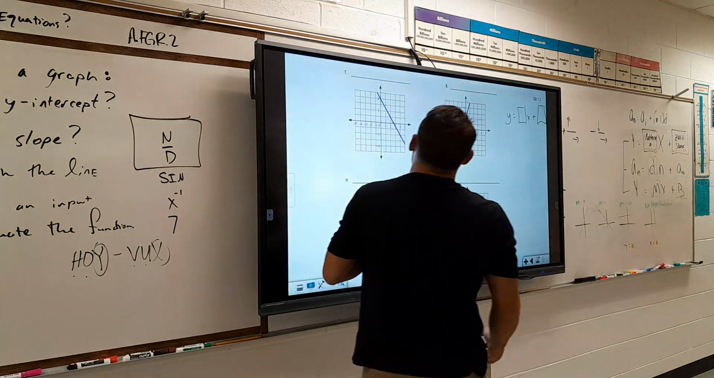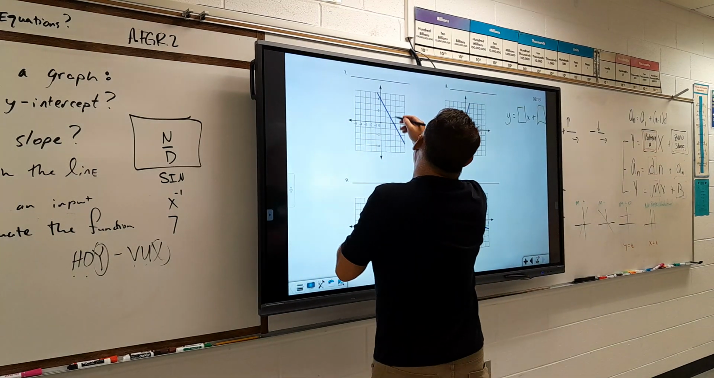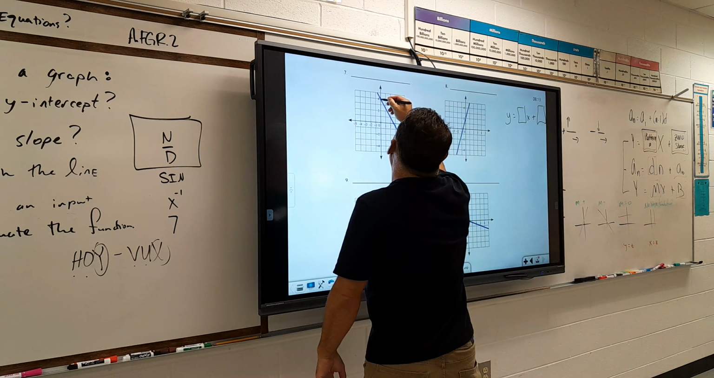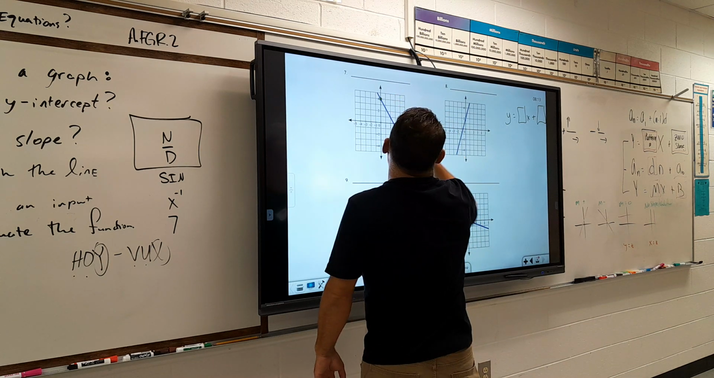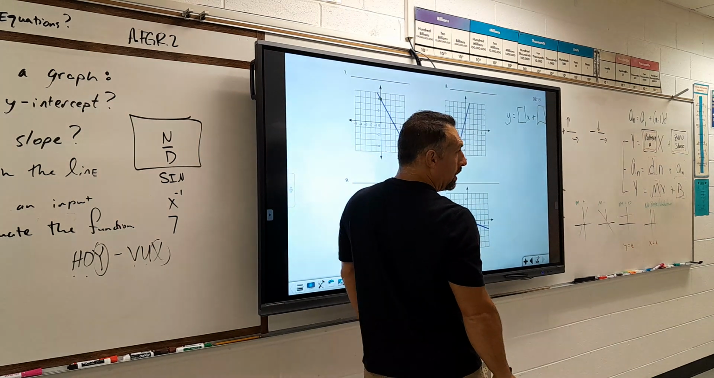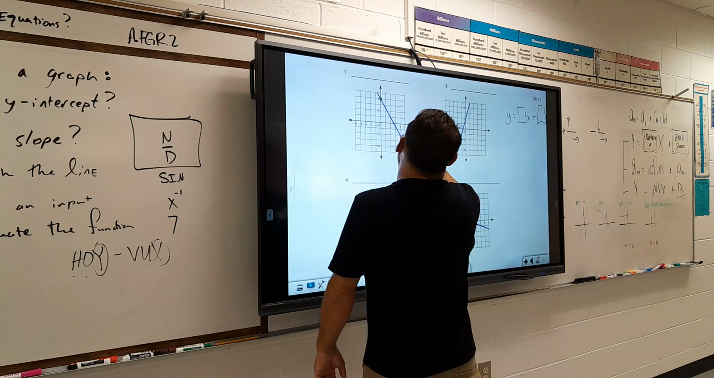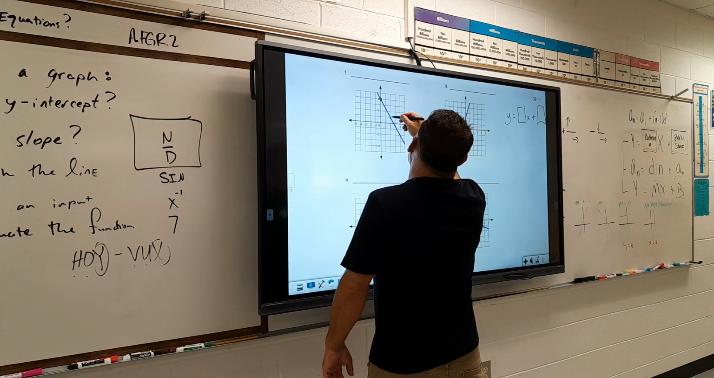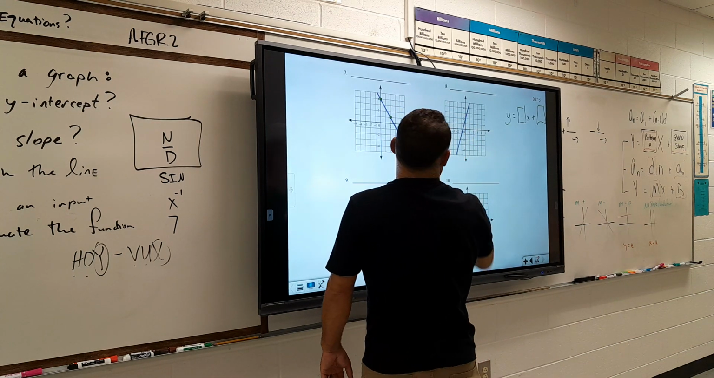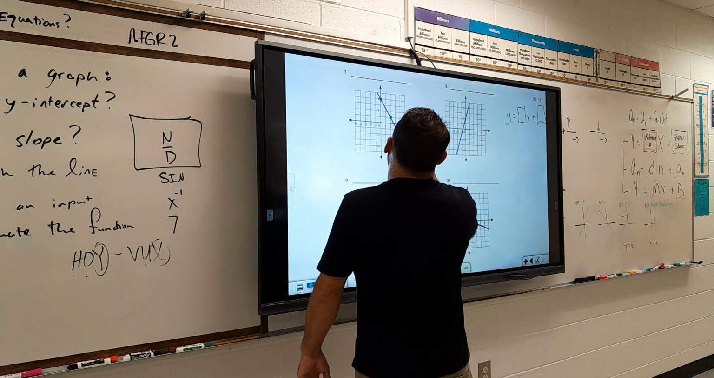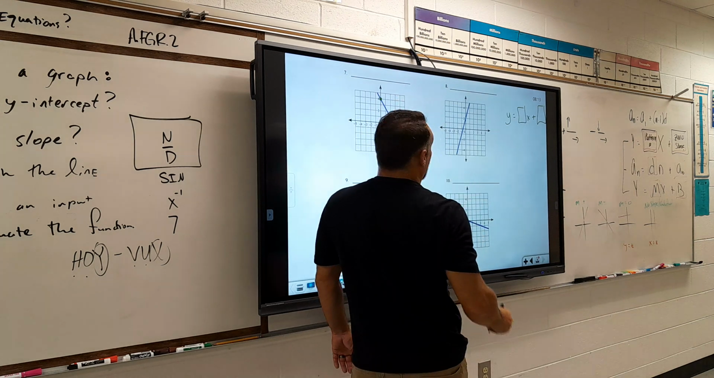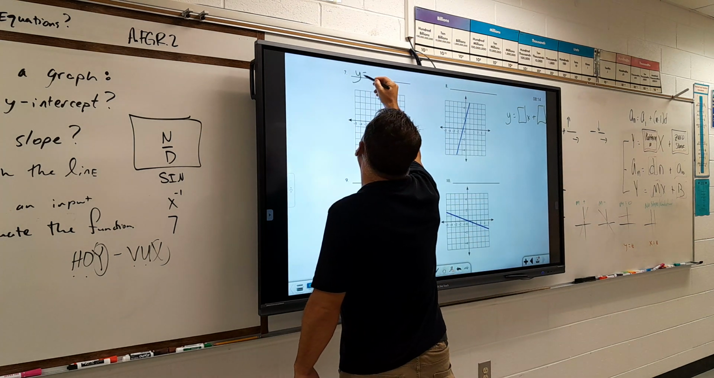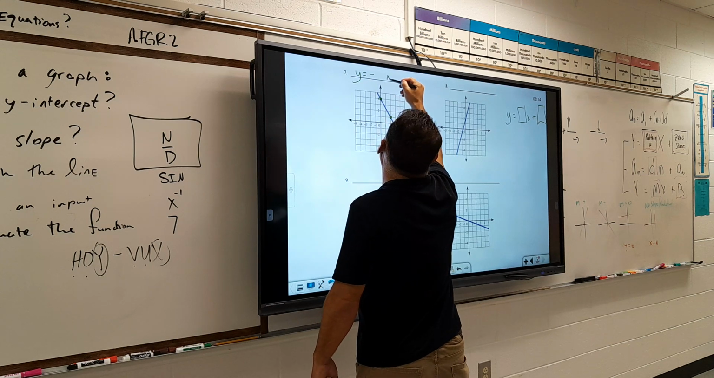So we got to find a couple valid points, and the ones you want are on the crosshairs. So I like that one. It's on the intercept. What's that point? It's at 4. And then here's another one. Find the next nicest one that crosses. I think it's right there. Is this going up or down? Down. It's a negative.